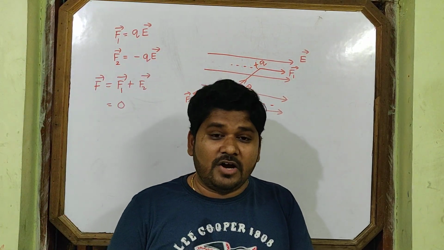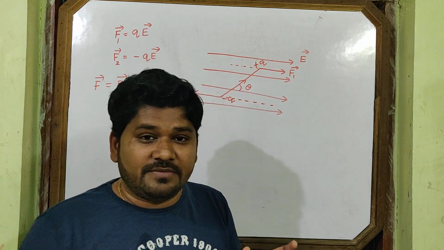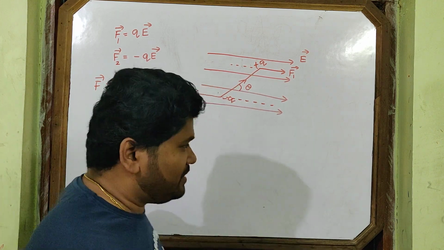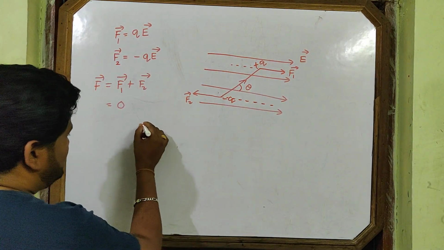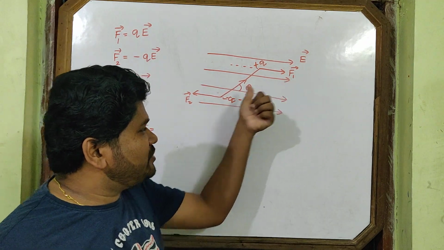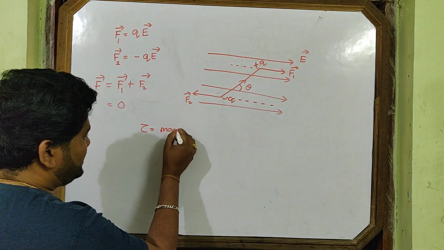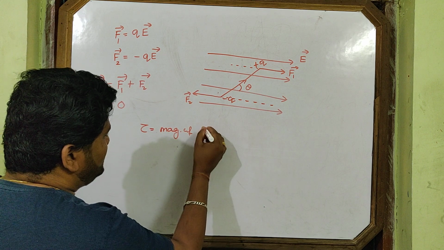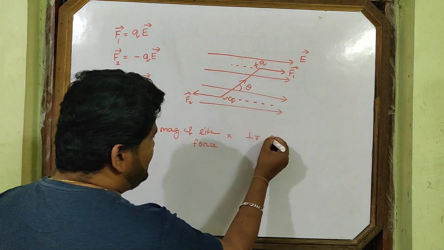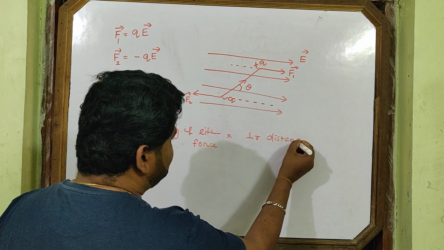Now let us calculate how much couple acts here. The moment of a couple is called torque. It is measured by a quantity called torque. You have read this in class 11. So what is the torque? Torque is the magnitude of either force into the perpendicular distance.